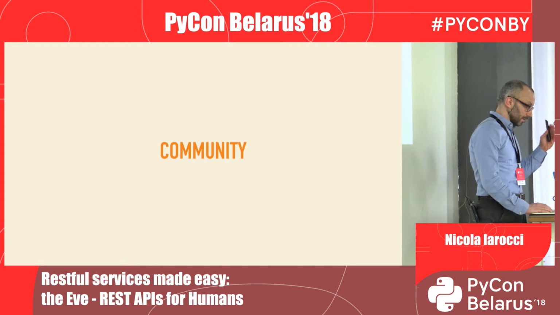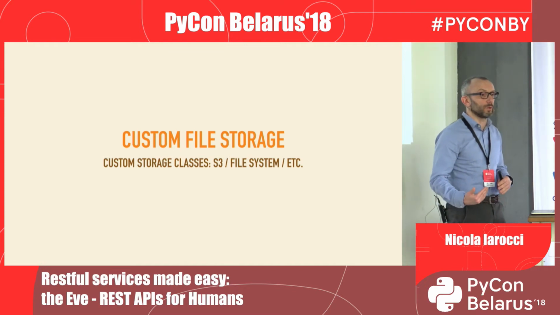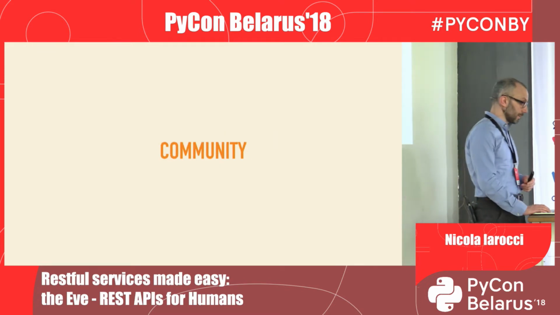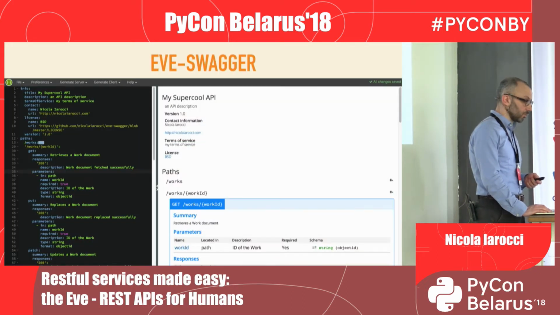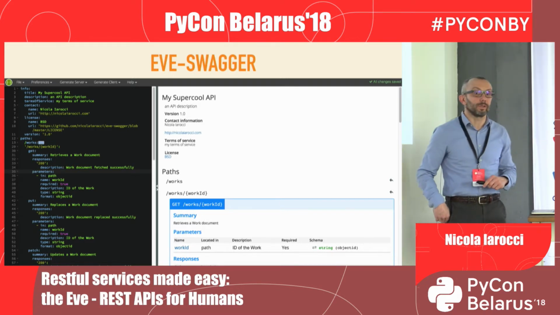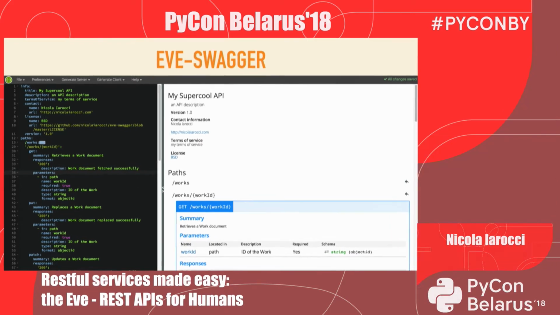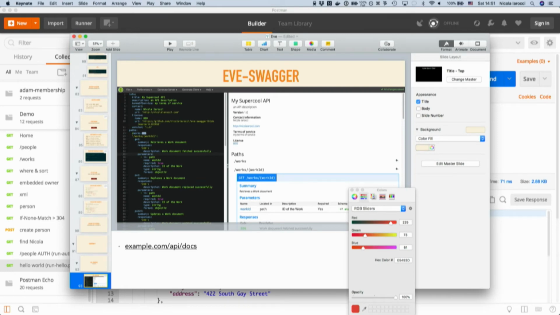You can do custom file storage. Again, you can also expand the file storage if you want to save your images on S3 or wherever you want, file system. You can do that. There are a number of extensions. This Eve Swagger is very nice. It allows you to have automatic documentation for your endpoint by using Swagger, OpenAPI, etc., if you know about it. So you have your endpoint, your API, and you also have a /docs endpoint where people can go and read everything about how to consume your API. This is a community extension.